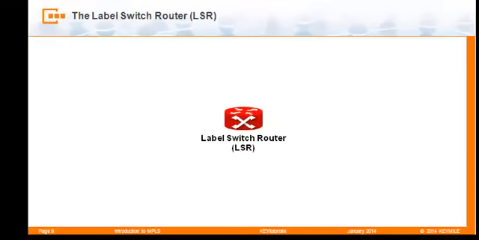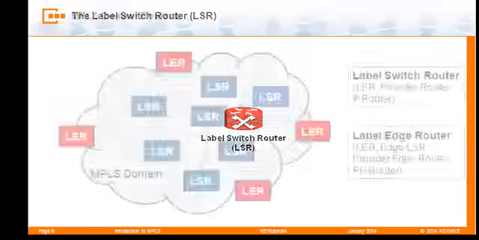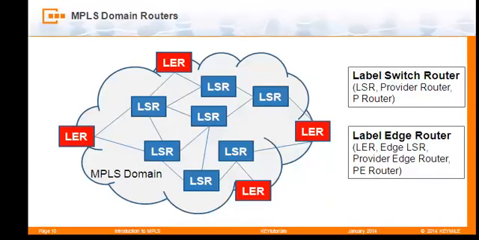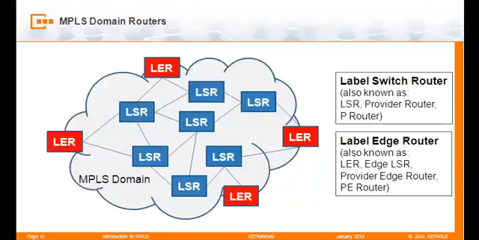So where we previously had lots of IP routers in a packet switch network, in the MPLS domain we have lots of LSRs instead. The job of the LSR is to accept an incoming packet and forward it out of the correct port as quickly as possible. A special function of the LSR is when it's at the edge of the MPLS domain, and then it's called an edge LSR, or more commonly an LER, a label edge router.